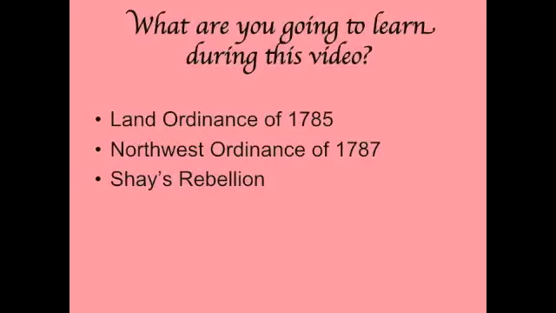In this video we're going to be talking about three different things: the Land Ordinance of 1785, the Northwest Ordinance of 1787, and then Shay's Rebellion. This is all leading up to the Founding Fathers, the Continental Congress, getting rid of the Articles of Confederation.